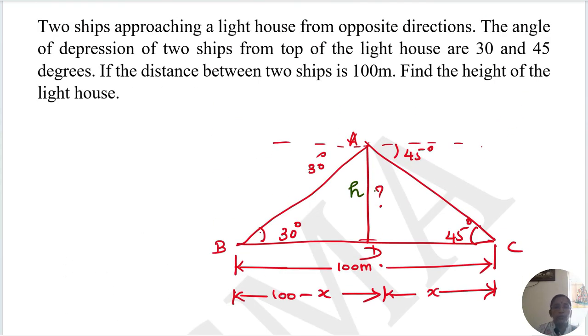So in this problem, look at your diagram. Here we are involved with the two triangles, ADB and ADC. You have to consider the two triangles individually. Here the BC distance is 100, and D to C we don't know, so we will take it as x. So obviously B to D is 100 minus x.